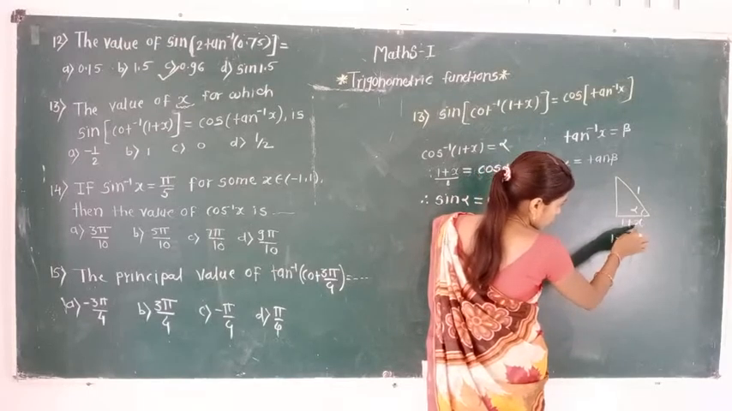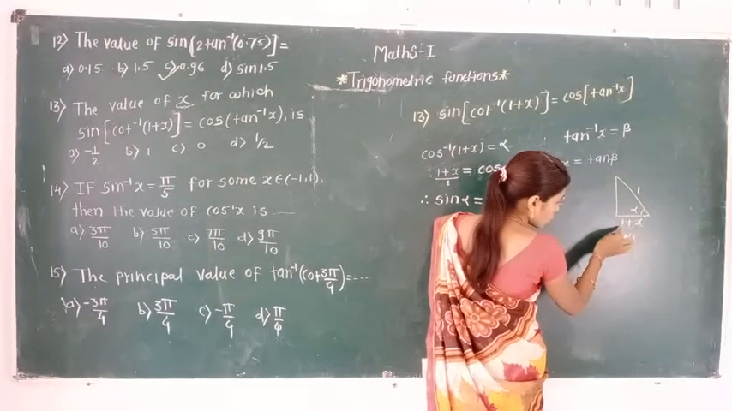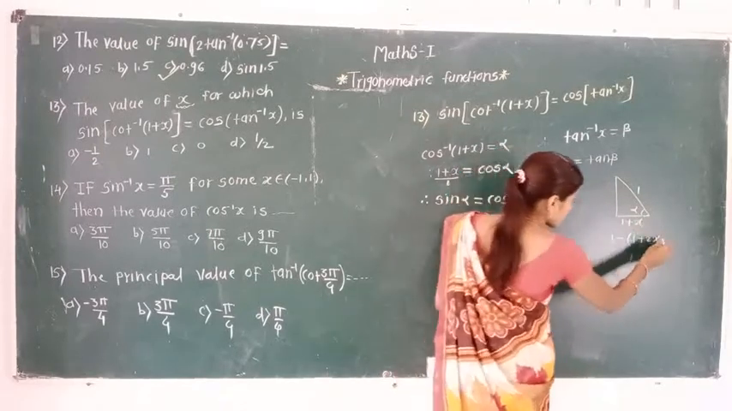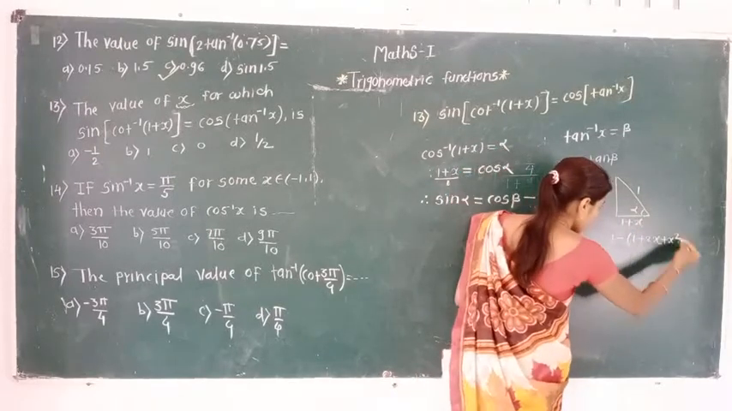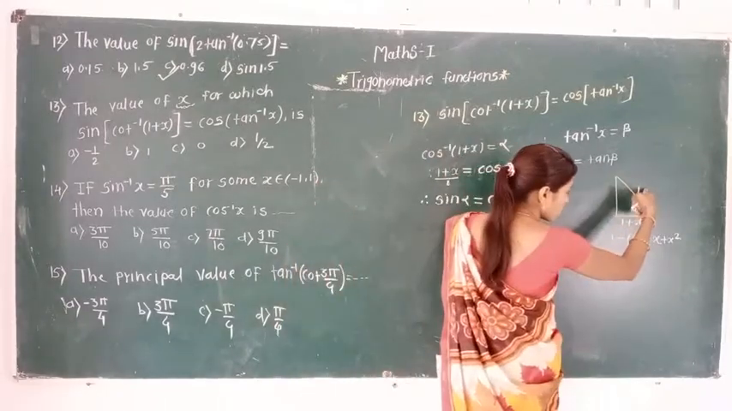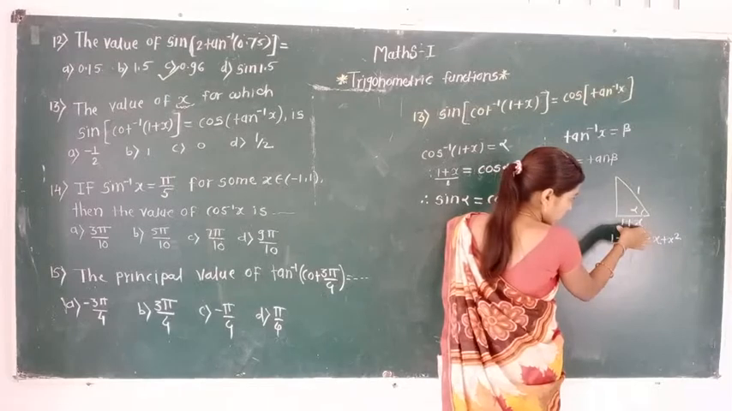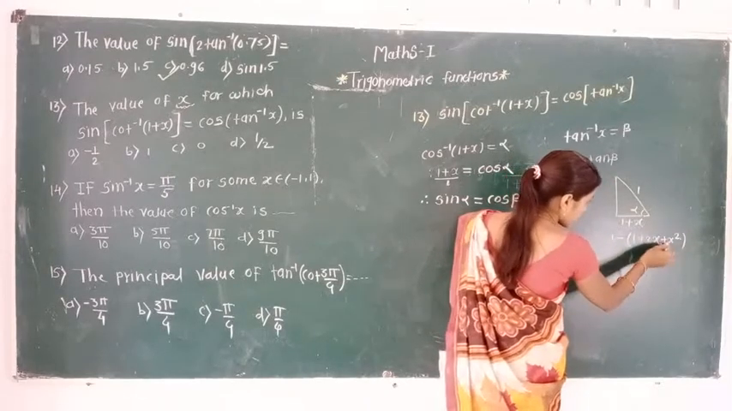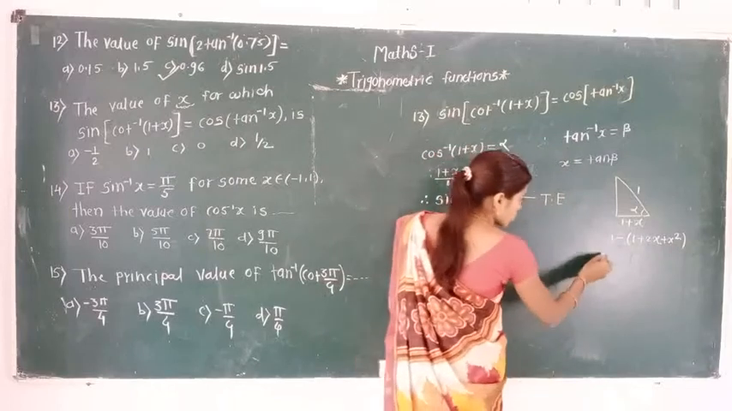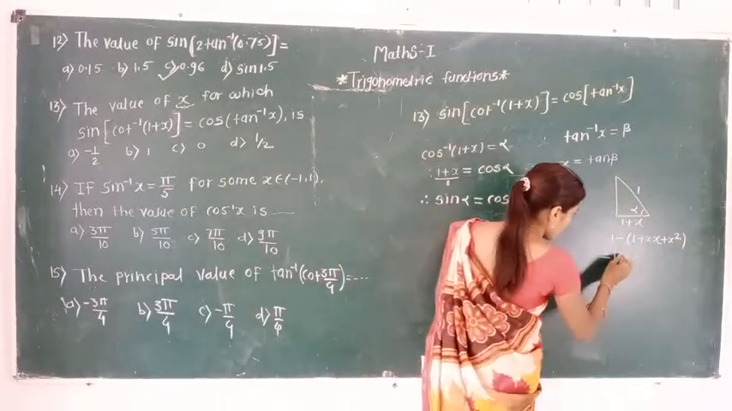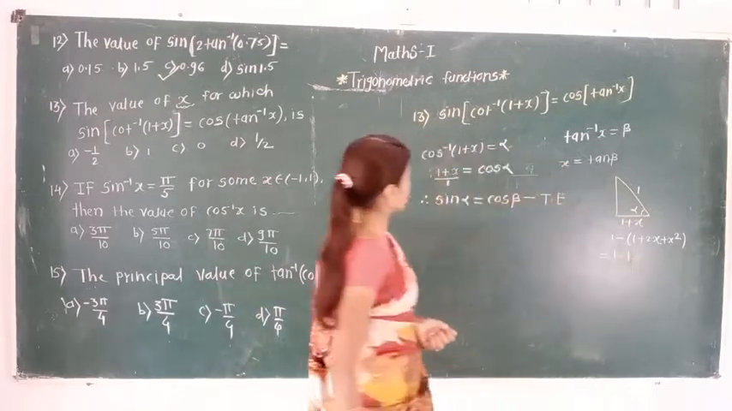In this expansion we know that 2 into first term into second term is 2x, and second term square is x square. In that case, hypotenuse square is 1 plus (1 plus 2x plus x square).